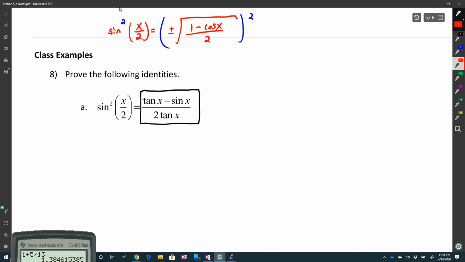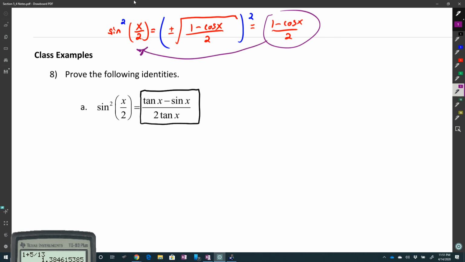And so this is just 1 minus cosine x over 2. So the idea here is if I can get this formula, then I'm done. This formula is going to be the same thing as sine squared. So that's going to be my goal. Okay, cat's going crazy.